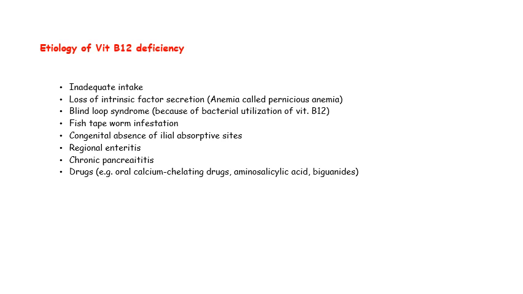The etiology of vitamin B12 deficiency: inadequate intake, loss of intrinsic factor secretion with a special form of megaloblastic anemia called pernicious anemia, blind loop syndrome because of the bacterial utilization of vitamin B12, fish tapeworm infestation, which utilizes the vitamin B12, congenital absence of ileal absorptive sites, regional enteritis, chronic pancreatitis, and drugs like oral calcium chelating drugs, aminosalicylic acid, and biguanides.